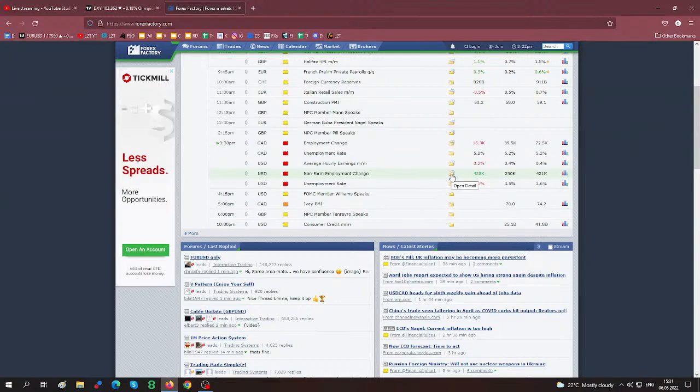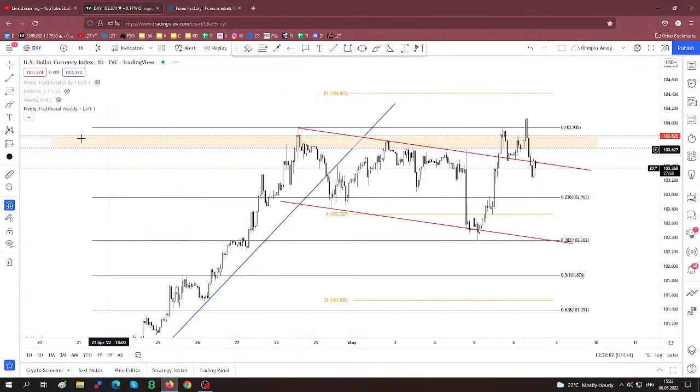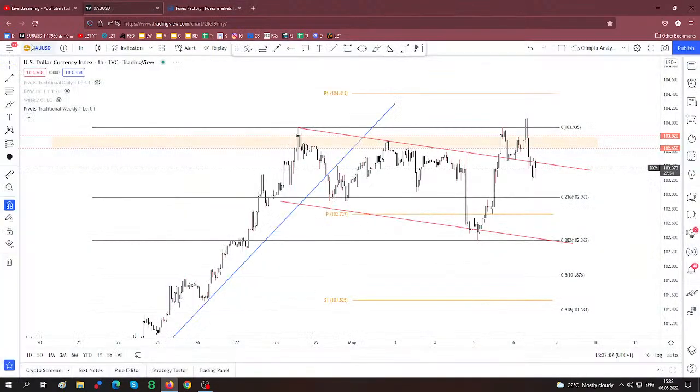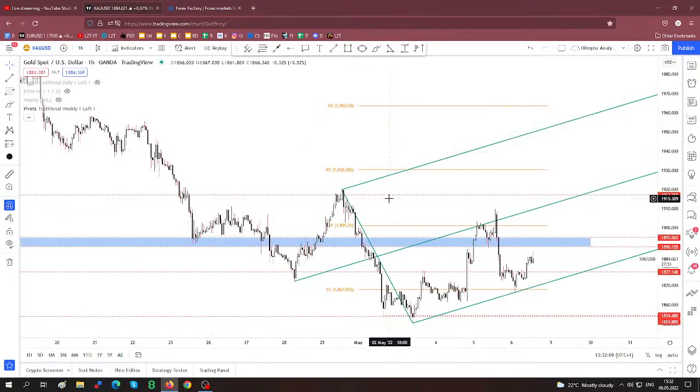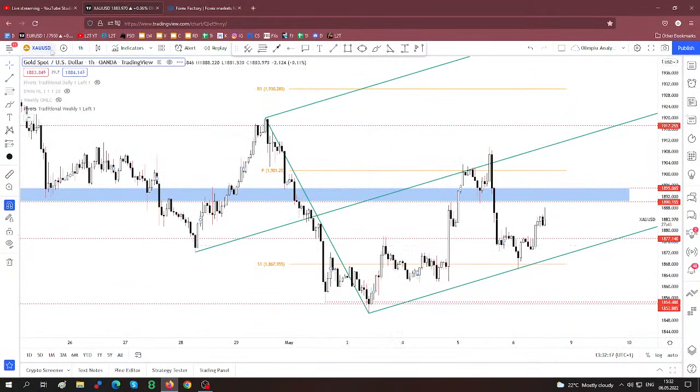Non-farm employment change was better than expected, 428,000 versus 390,000. So let's take a look here. A temporary drop. Let's wait and take a look again at gold, and I will try to look at all markets. Right now the price of gold slips lower from this high.